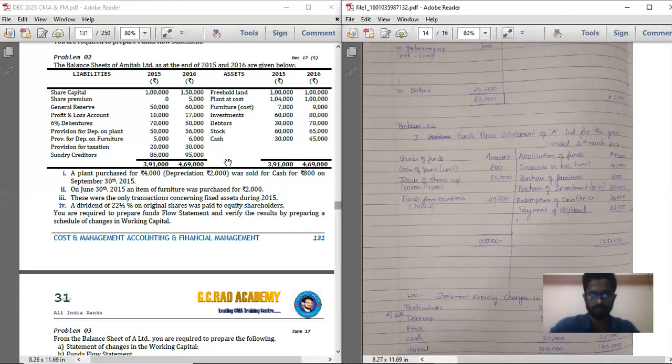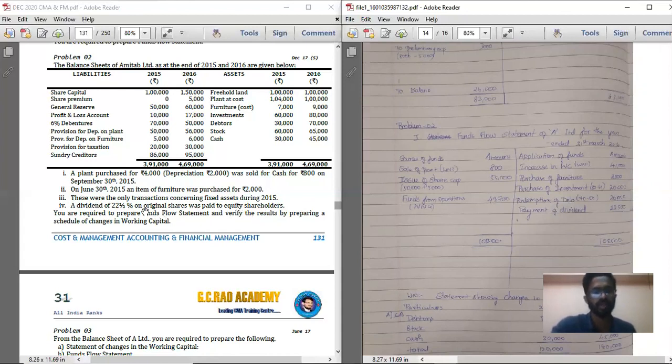So next, two things we are doing. One is the remaining adjustments we should take into consideration, and the other is the different changes in assets and liabilities we should take into consideration. Here, dividend: they have given that a dividend of 22.5 on original shares was paid to the equity shareholders.